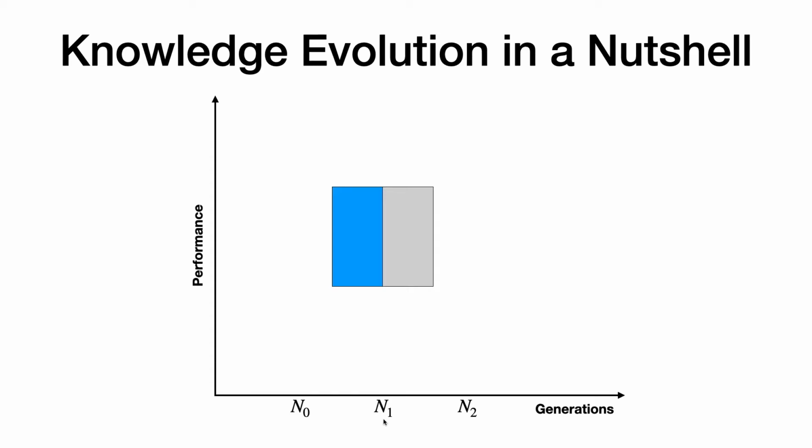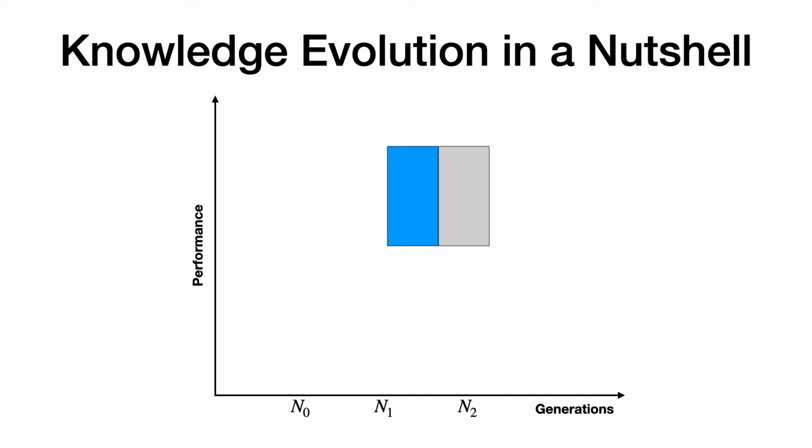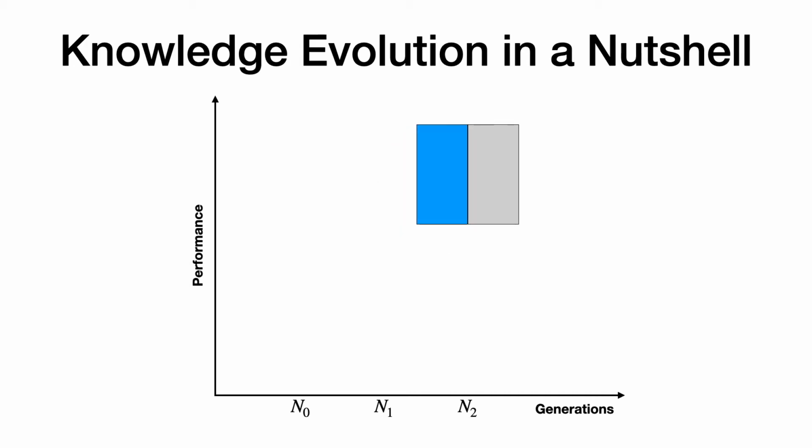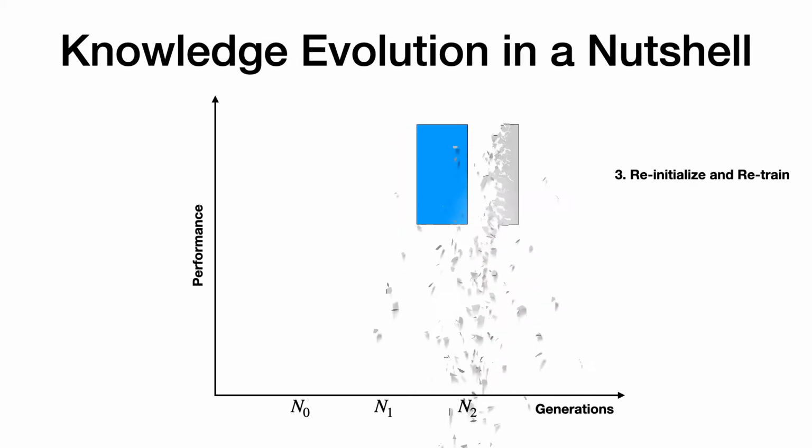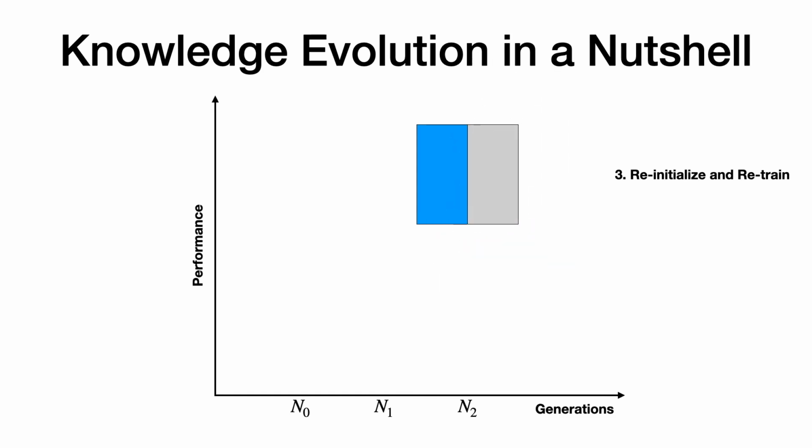In knowledge evolution, we randomly reinitialize the gray part of the network. This means we throw away part of what we have learned in order to reinitialize the gray part. Then we retrain the network again. This becomes the second generation. We iteratively repeat this process to boost the network performance. The next slides explain how we split the network into two parts.